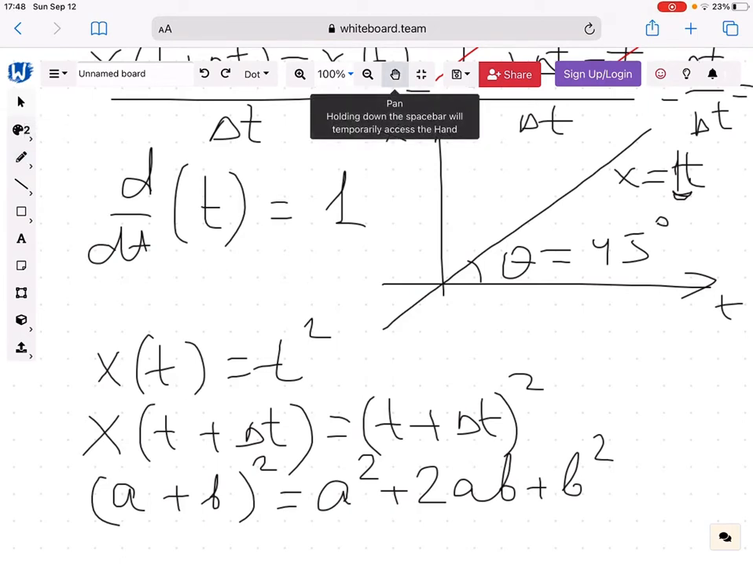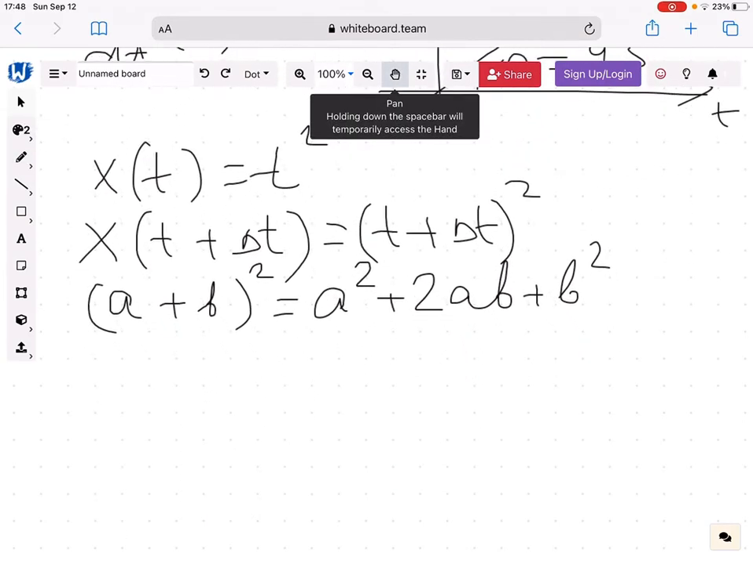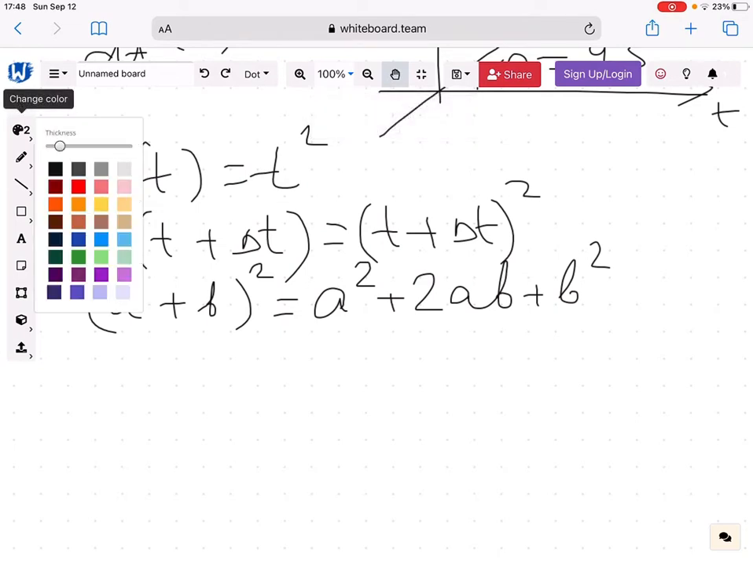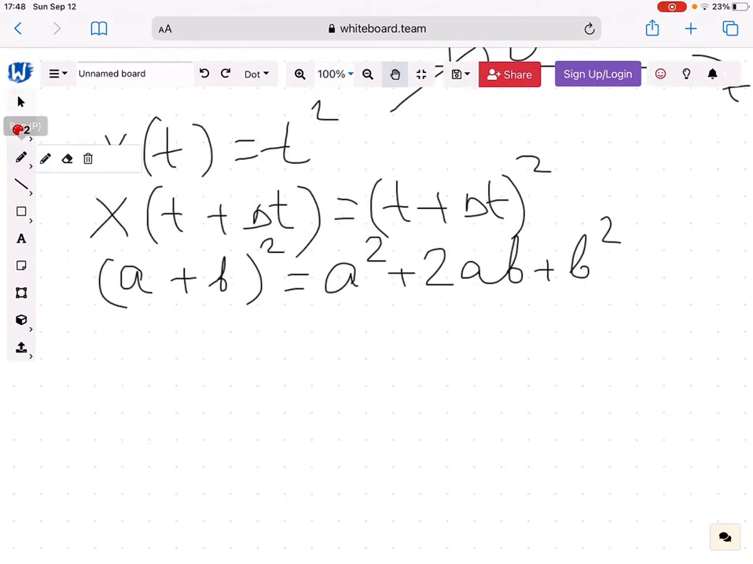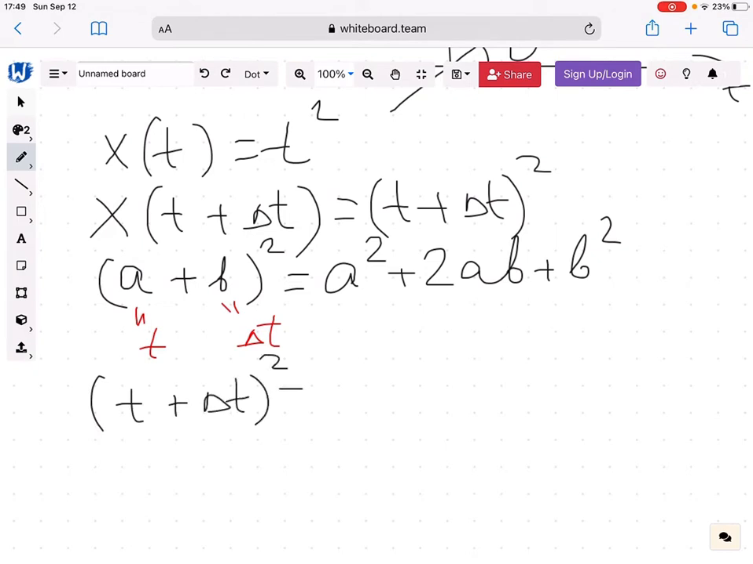If you don't know this formula, I suggest you learn it, and even better if you know how to derive it. But here we're just going to apply this formula. Obviously, in our case, a is going to be t, b is going to be delta t. So when we take t plus delta t squared, we're going to get t squared plus 2t delta t plus delta t squared.